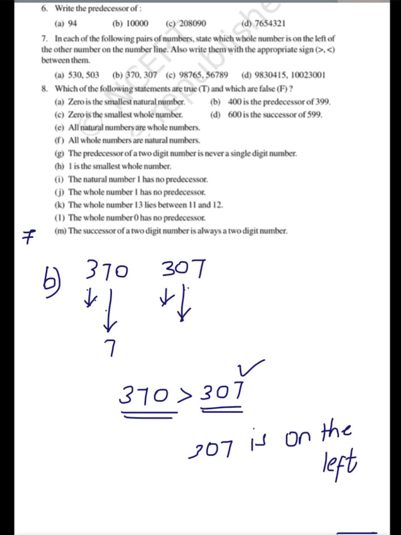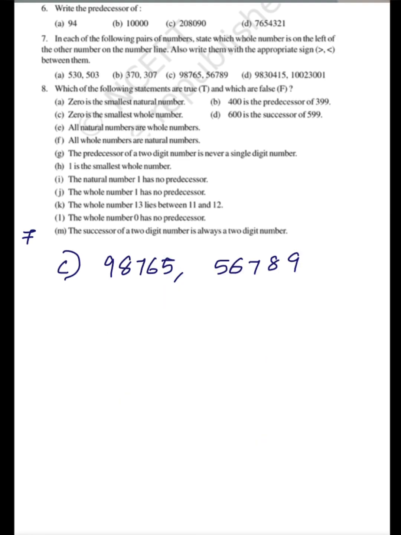Understand? So this is the answer for B. Now let's see C. So this is the question, that is 98,765 and 56,789. So here also there is an equal number of digits. How many digits? 5 digits are there in this number as well as in this number.